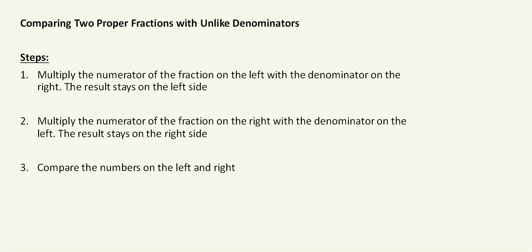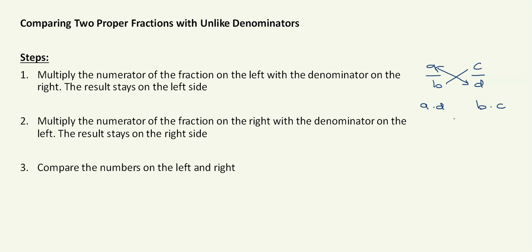So what we're going to do is multiply the numerator of one fraction with the denominator of the other fraction. So let's assume our fractions are a over b and c over d. What we're saying here is that we're going to multiply a by d, and that value is going to be on the side of the numerator. So it's going to be a multiplied by d. And then we have b multiplied by c. The result is always going to be on the side of the numerator that is involved in that multiplication.